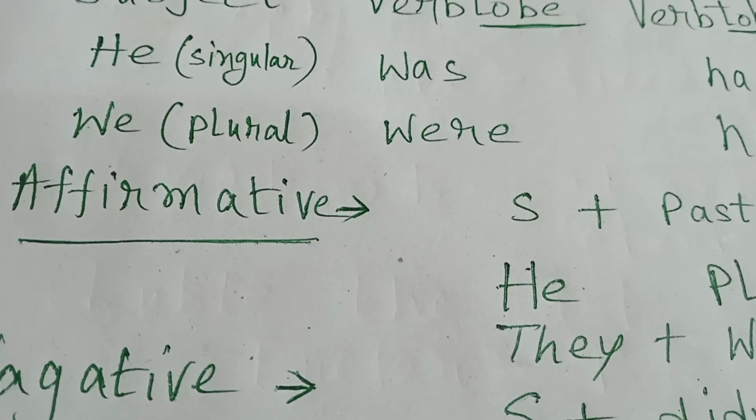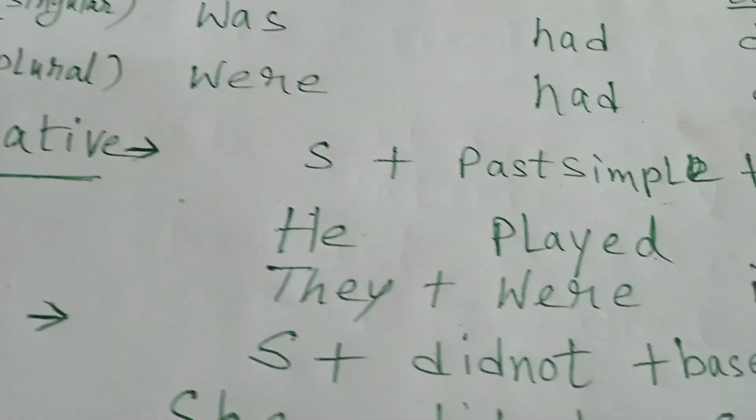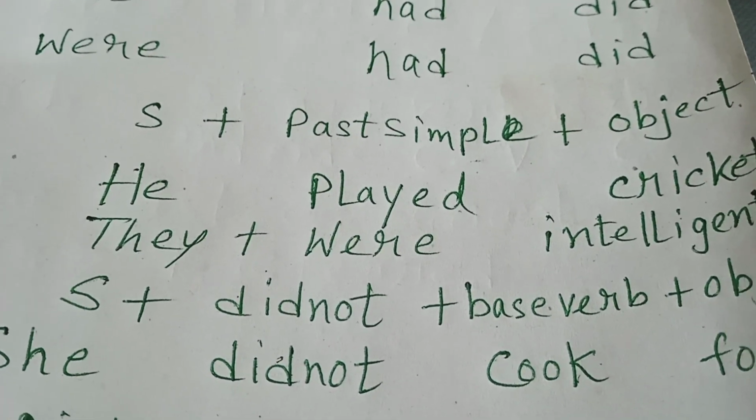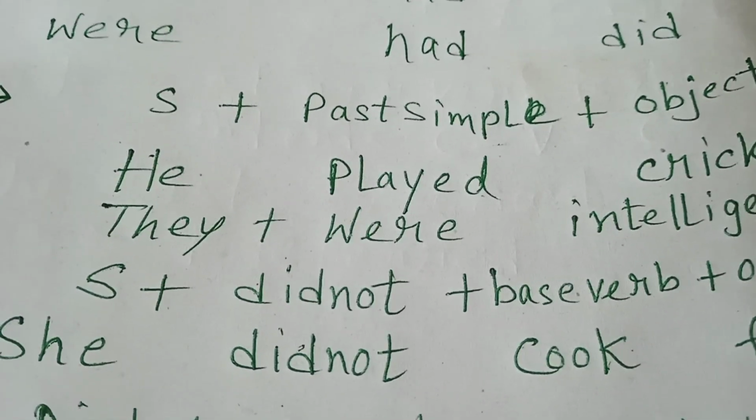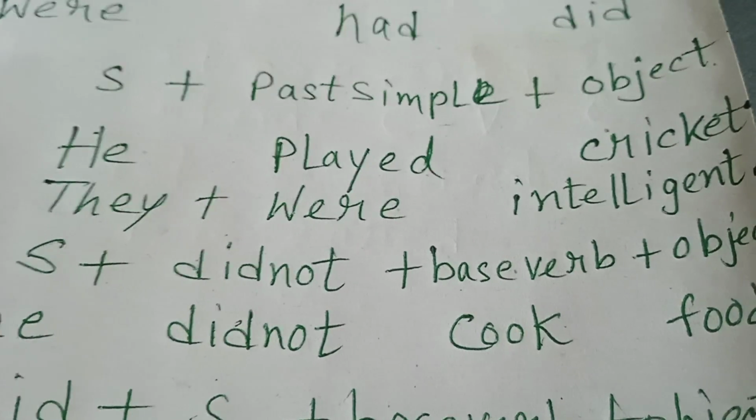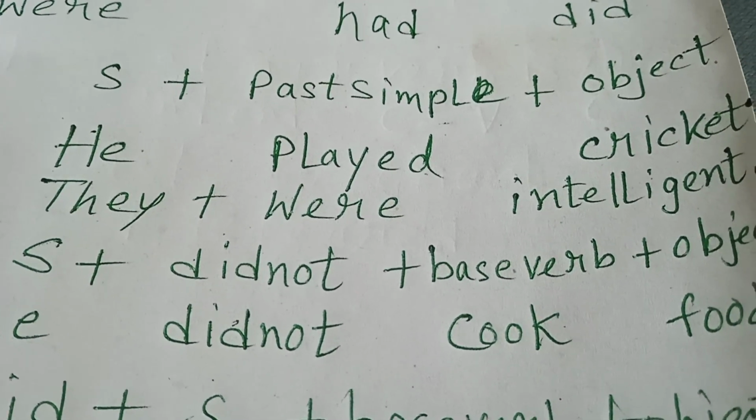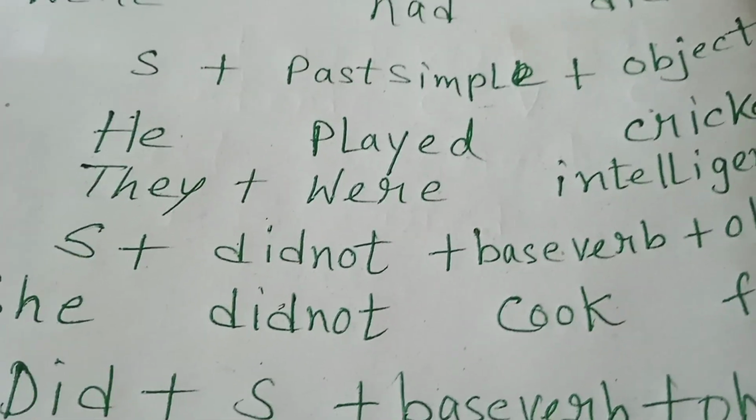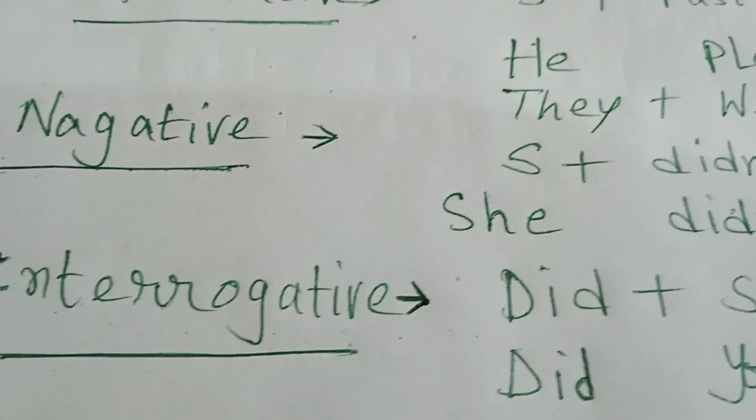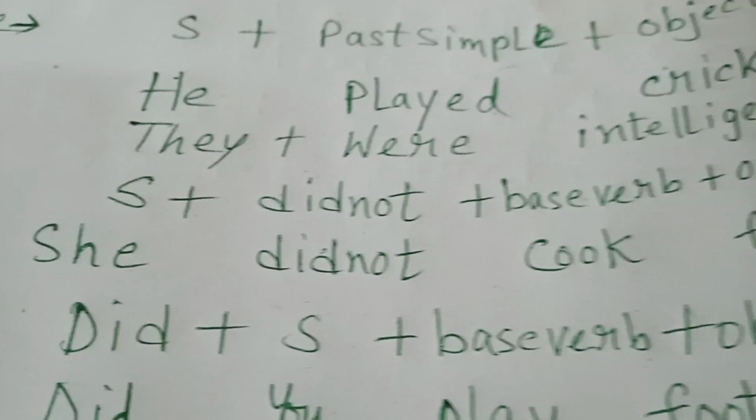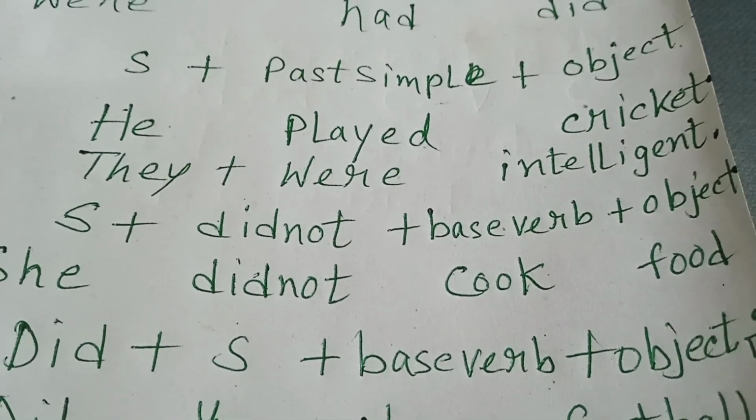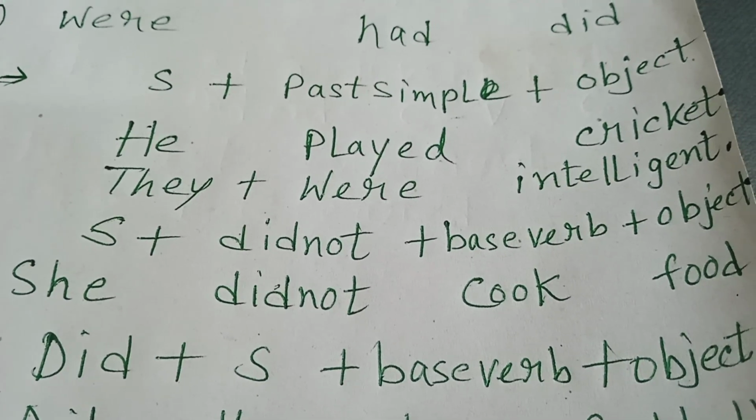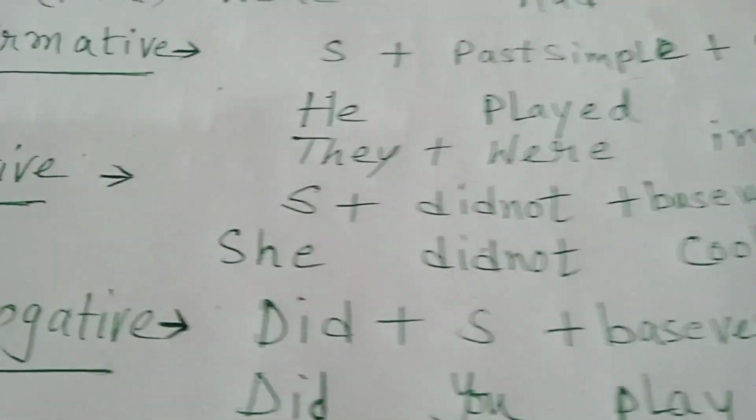To form an affirmative sentence, the structure is subject plus simple past verb plus object. He played cricket. If the be verb is used, then: They were intelligent. The negative sentence structure is subject plus did not plus base verb plus object. She did not cook food.